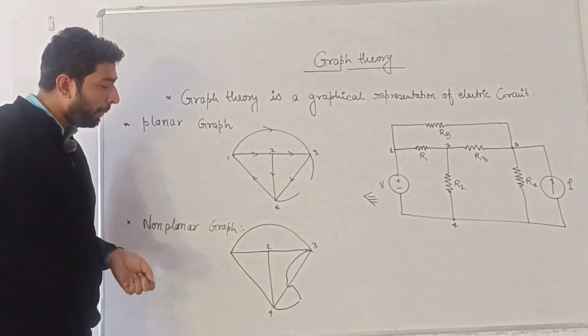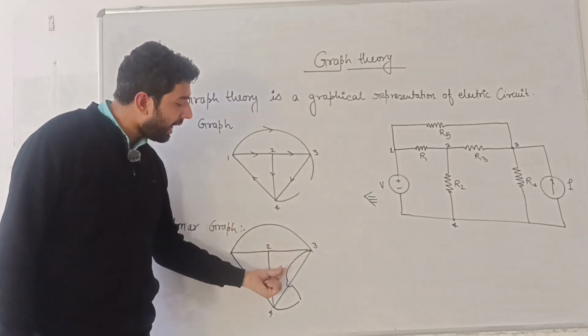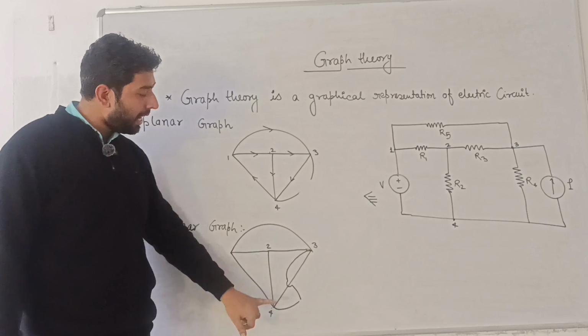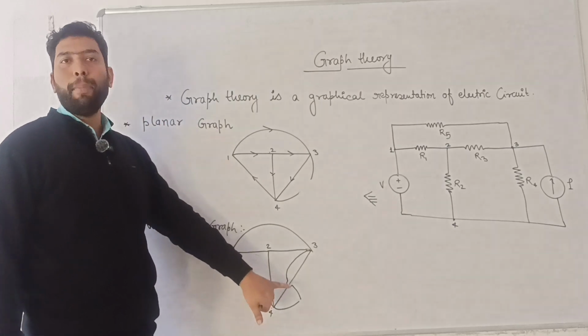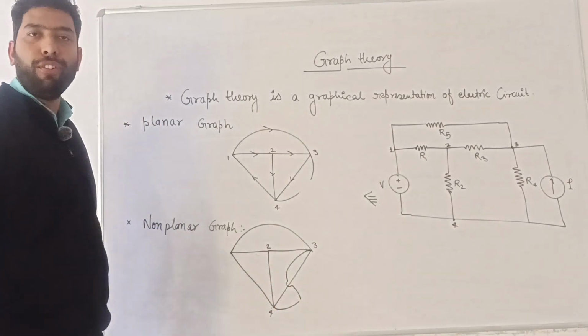Second one is a non-planar type graph. Here I have seen a branch which is crossing another branch in the circuit. So this comes under the non-planar type of graphs.